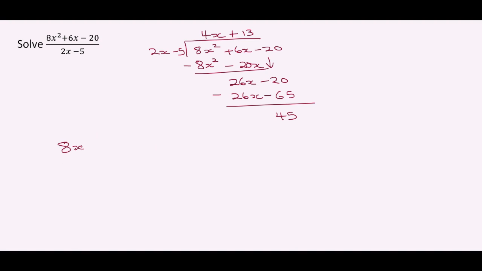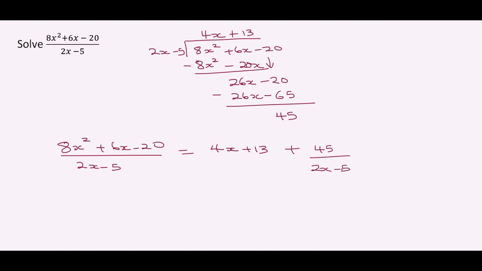So 8x squared plus 6x minus 20 over 2x minus 5 is equal to 4x plus 13 plus 45 over 2x minus 5. In another video, I try to show you this with synthetic division. This is where the long division method is better suited than synthetic division because the denominator does not have a coefficient of 1 for the x value.